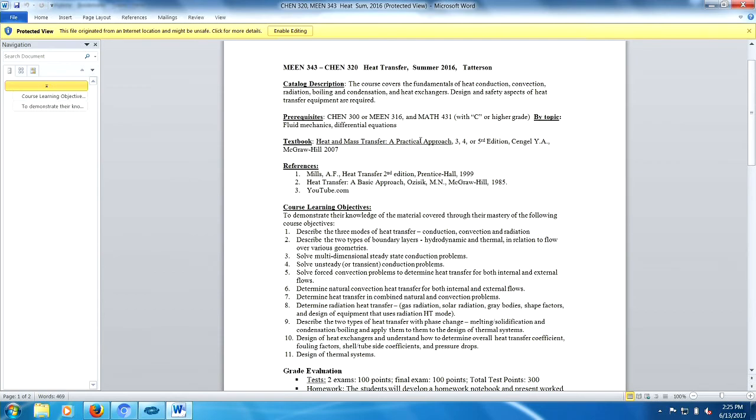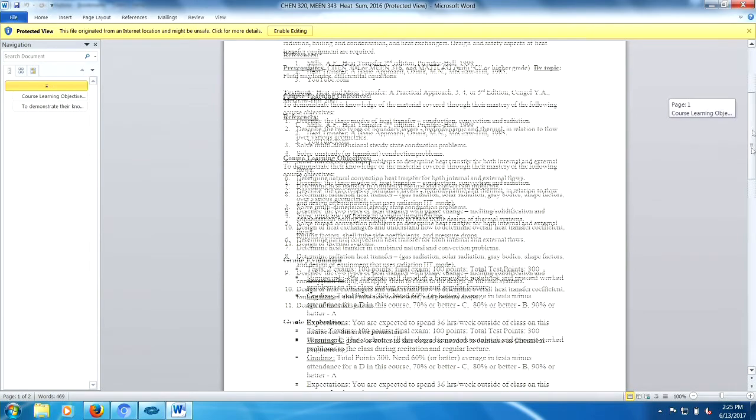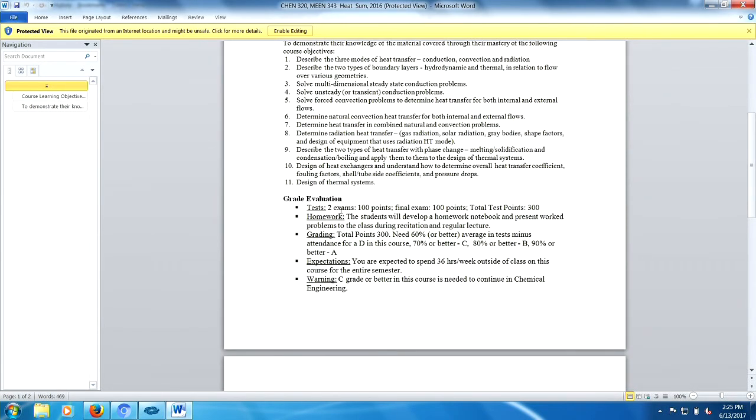Heat Transfer, A Practical Approach by Cengel, 2007. You can use any edition, 3, 4, or 5, whatever. You can use even Mills's book if you can get by with it. I'm not particularly particular about the textbook. Your whole goal is you want to do well in the exams. There are 2 tests, usually the first 2 weeks a test, second 2 weeks a test, and then there's a final exam, which is 100 points. So total-wise, there are 300 points to this course.